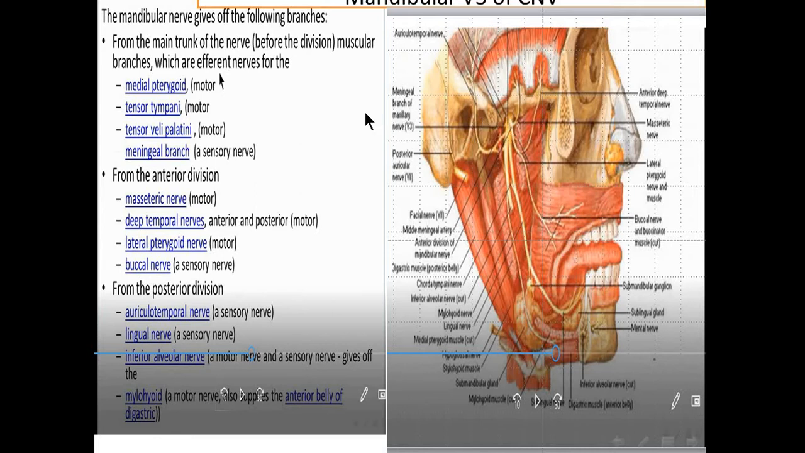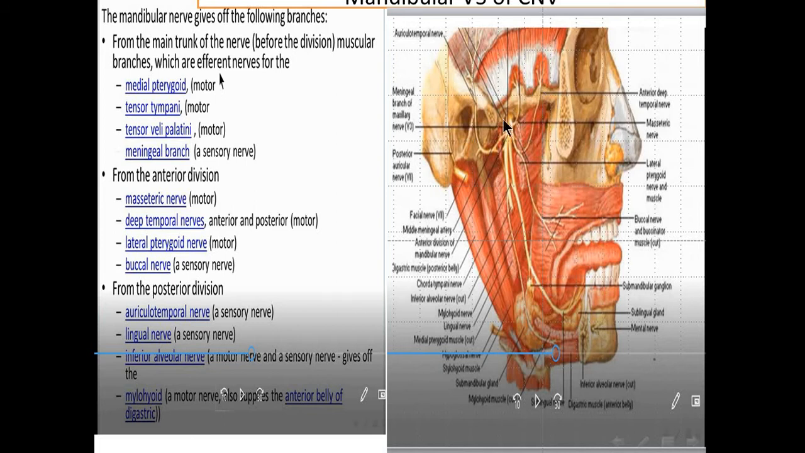This is the main trunk when it exits from the foramen ovale. It gives the following branches from the main trunk before division. The muscular branches, which are efferent nerves for the following muscles: the medial pterygoid, the tensor tympani, tensor veli palatini, and it gives a sensory meningeal branch called nervus spinosus, which supplies the meninges.